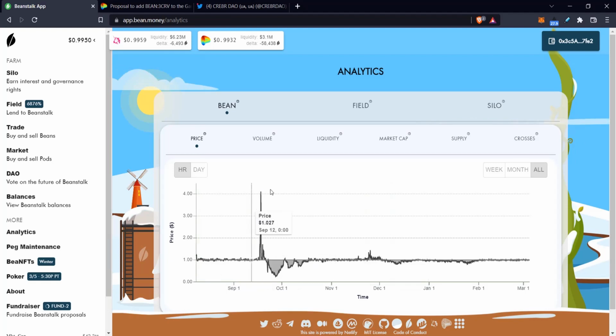This is the early days when the peg kind of jumped around. And then as you can see, there was another spike and another dip, but they're getting less and less drastic. And over time, the peg seems to be holding pretty well.